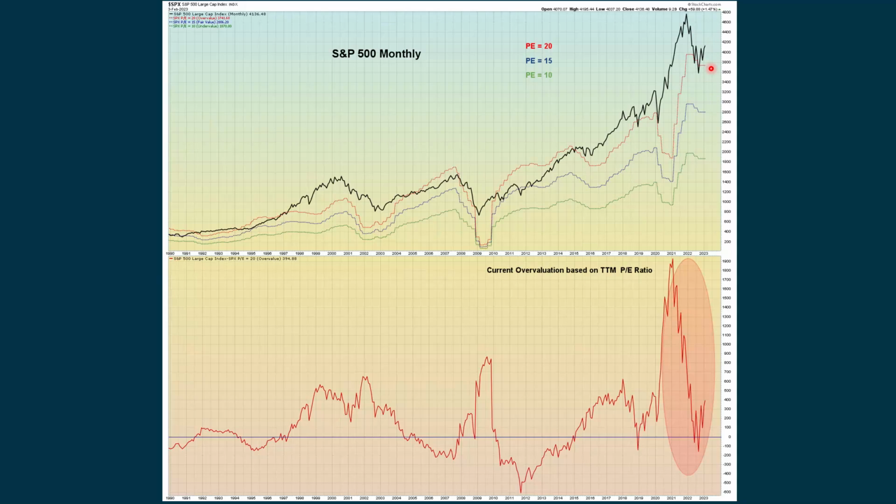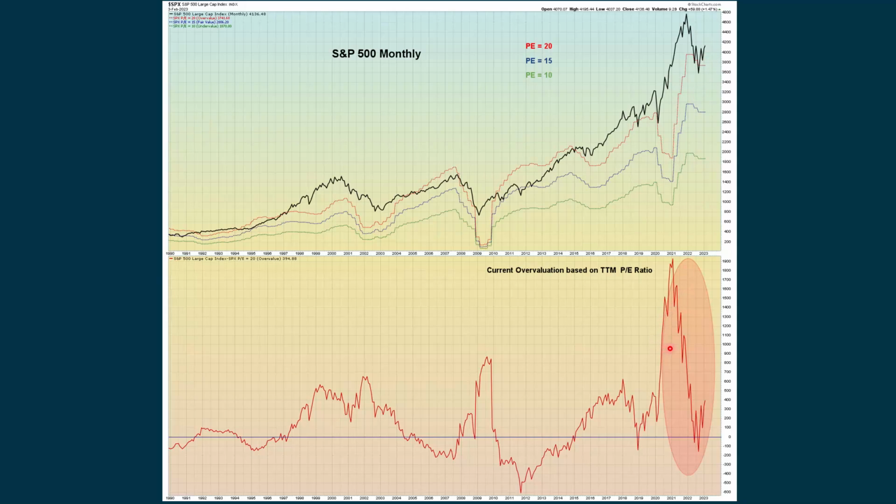Now, this chart looks backwards. We look at the trailing 12 months. The stock market doesn't use that. They use forward-looking PE ratios, but this chart can still be helpful for us to see on a historical basis: are we fairly priced, are we expensive, or are we inexpensive? Right now, we are expensive with the S&P going above 20.